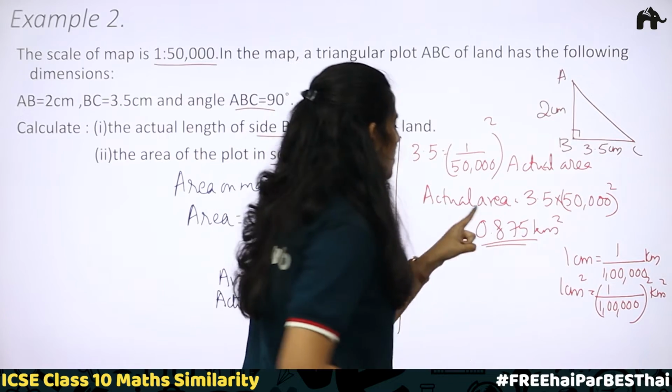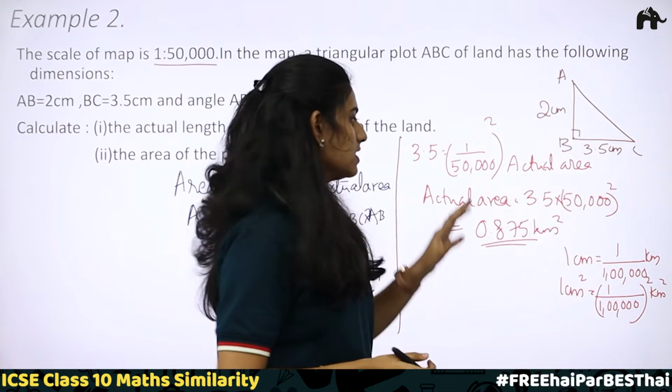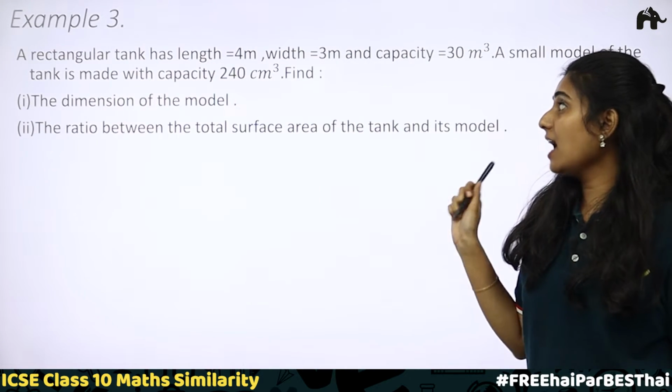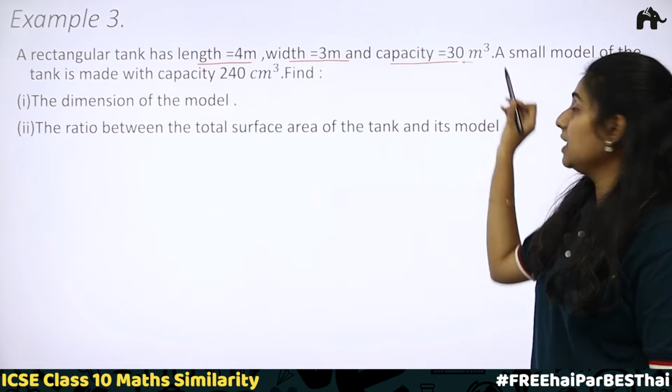No, you will be able to do. So this is your final answer: 0.875 kilometer square. This is the area in kilometer square. Next, example 3. A rectangular tank has length 4 meter, width 3 meter and capacity 30 meter cube.